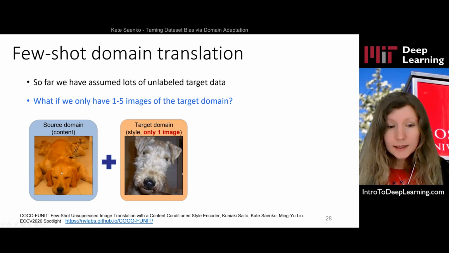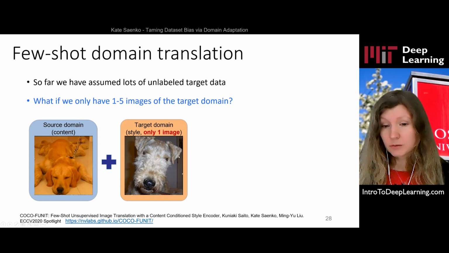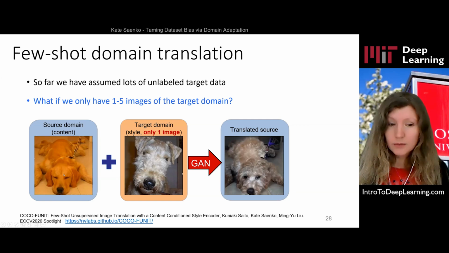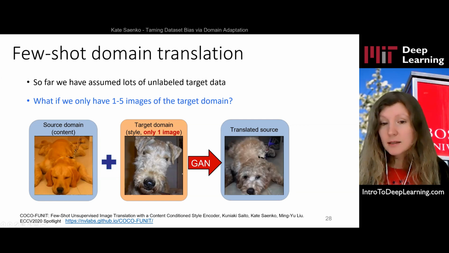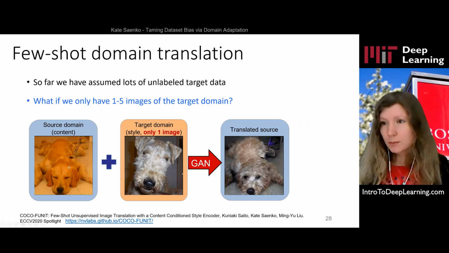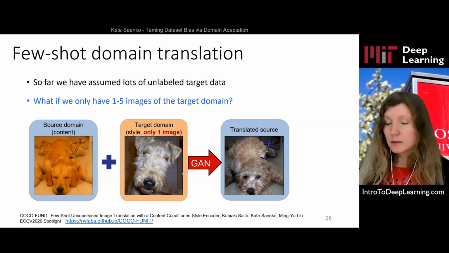And now we want to translate this image into a different domain, which is this other breed of dog. But we only have one example of this breed of dog, so our target domain is only given to us in one image. Our goal is to output a translated version of our source image that preserves the content of that source image but adds the style of the target domain image. Here, the content is the pose of the animal, and the style is the species of the animal. In this case, it's the breed of the dog.